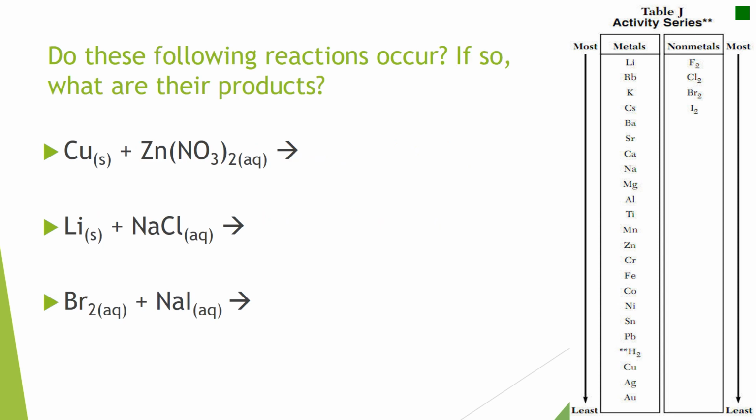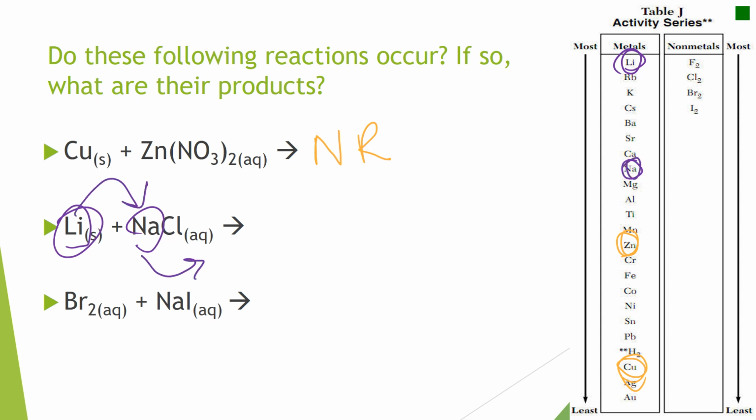Do these following reactions occur, and if so, what are their products? So Cu is right here, and it is trying to kick out its like, which would be zinc, because zinc is a metal and copper is a metal. So we're going to look for zinc, and zinc is up here. So zinc is higher than Cu, so you would write no reaction. The reaction will not occur. Okay, the next one, lithium versus sodium. So is lithium higher than sodium? Looking at this, lithium is higher than sodium, so therefore lithium will be able to kick out sodium.